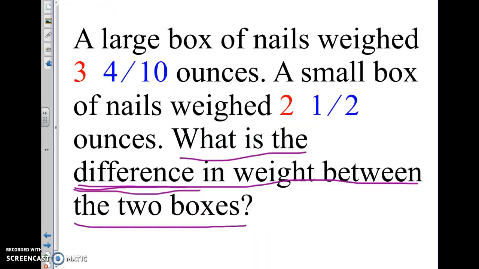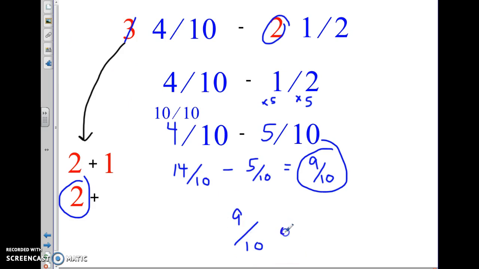And oh, that's right, it will be in ounces. OZ is another way of saying ounces.